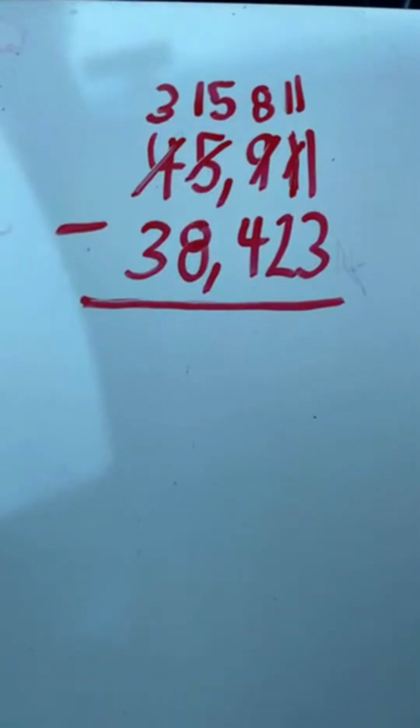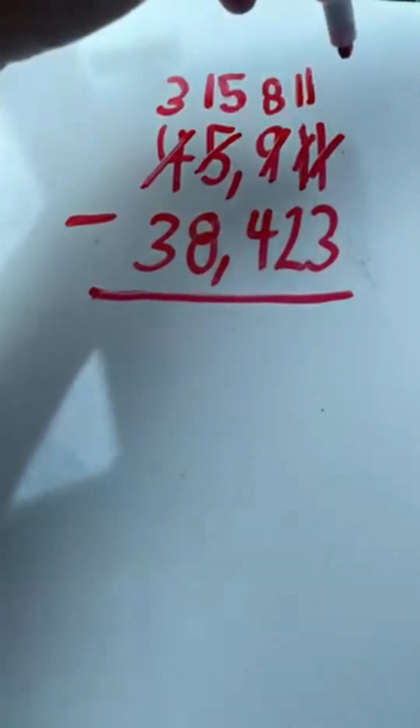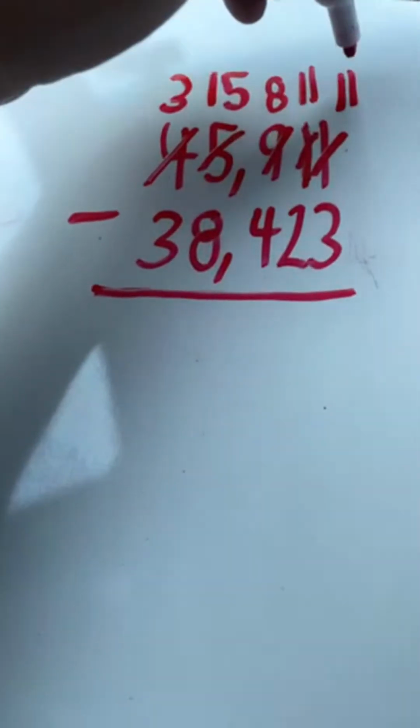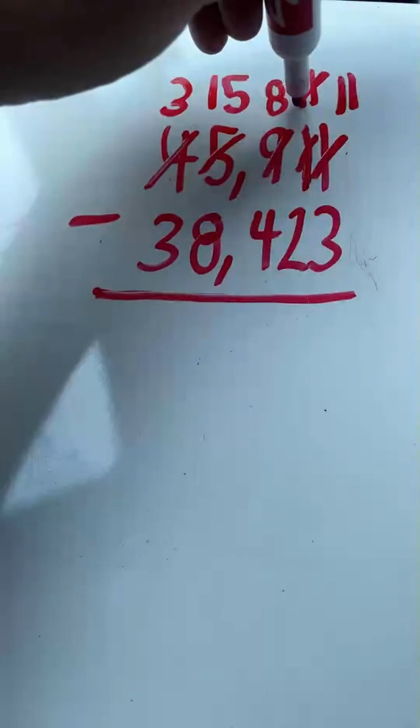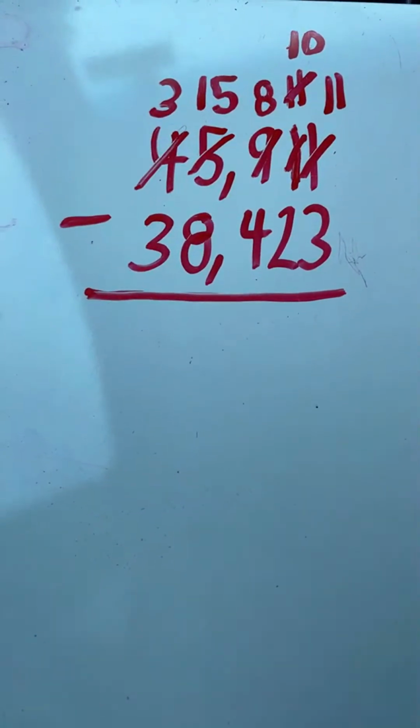Now we're in the ones place. You cannot start out with 1 and take away 3, so we have to take a 10 from the tens place. That 1's going to become an 11. And the 11 in the tens place, we have to take away 1. It's going to become a 10. And now we are ready to subtract.